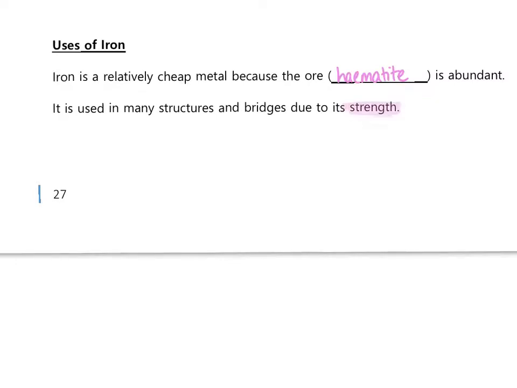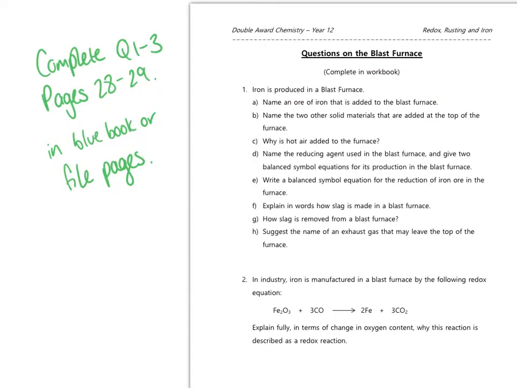So you may be simply asked, why is iron used in construction? And it's simply because of its strength and because it's a relatively cheap material, because the iron ore hematite is abundant. And then the last thing I want you to do to finish off this topic is to complete questions 1, 2 and 3, which are on this page, page 28, and your next page, page 29. Do that in your blue book or in your on file pages. Just make sure your title is the blast furnace or questions on the blast furnace.